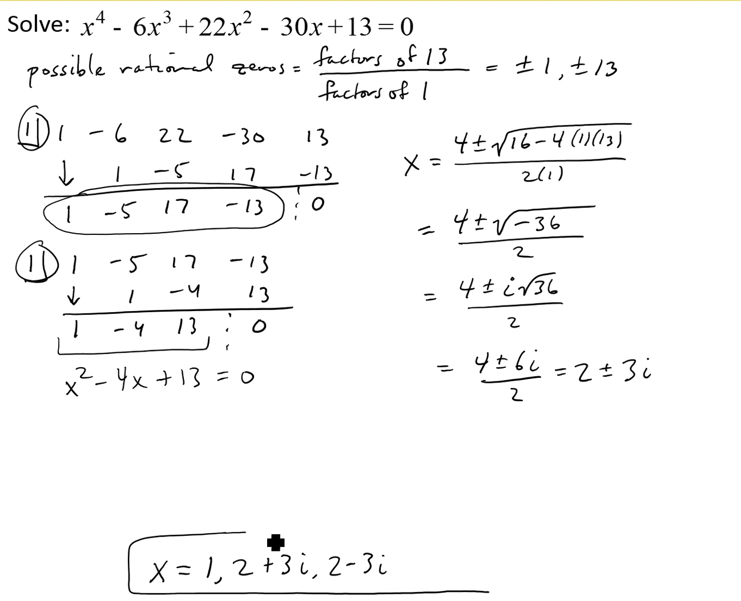So I mentioned here that we were expecting 4 solutions. Essentially we have accounted for all 4 of them. So 2 minus 3i, that's 1. 2 plus 3i, that's 2 solutions. x equals 1, that's 3 solutions, but we got x equals 1 there, multiplicity 2. So that accounts for all 4 of them.